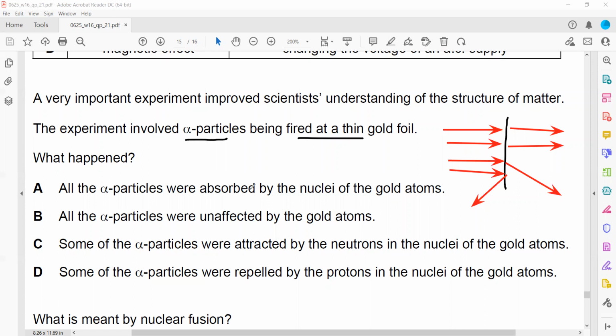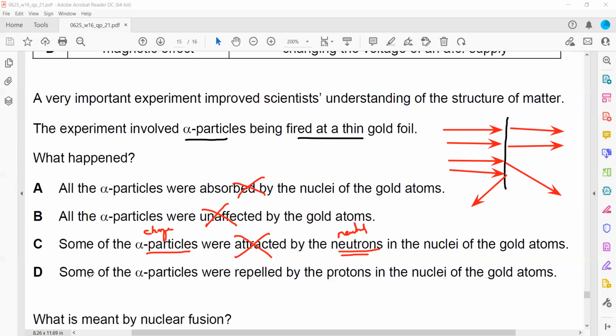All the alpha particles were absorbed. That is totally wrong. They are not absorbed. All the alpha particles are undeflected. Not all of them are undeflected. That's also wrong, because few of them were deflected as well. Some alpha particles were attracted by the neutron. This is totally wrong, because neutrons are neutral particles. Alpha particles have a charge, but neutrons are neutral. How can a neutral particle attract a charged particle? So this statement is also wrong.